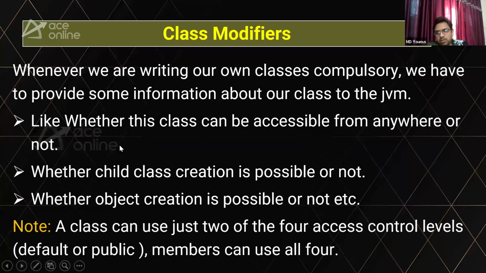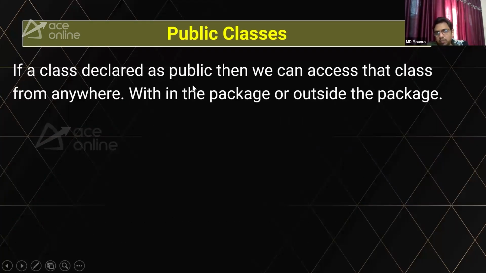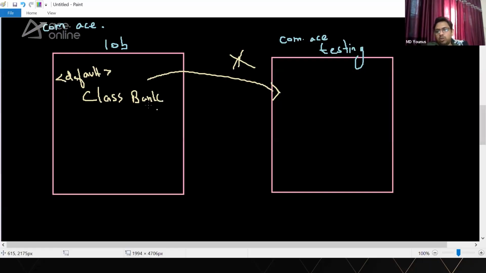So what are public classes? If a class is declared as public, then we can access that class from anywhere, within the package or outside the package. As you've seen, public is the least restrictive access modifier. If you want that class to be accessed by other packages, then you must make it public. If you don't want that, then you can make it default. So it's your call. It's not like classes must always be public. If you want to restrict classes from being accessed from other packages, you can make it default.